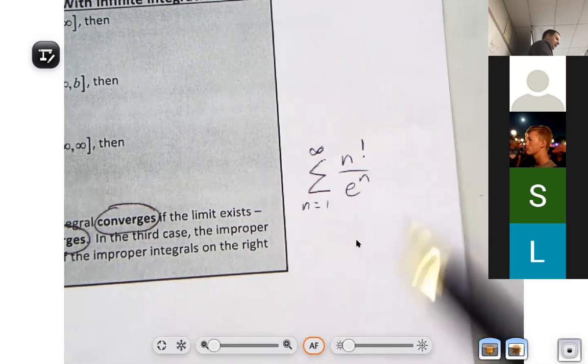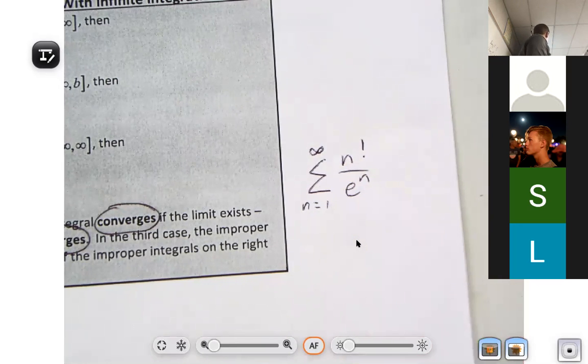Because once you look at this one, you're like, oh, that one diverges. Then the next one comes along. You're like, oh, that one converges. And then the next one comes along. You're like, that one converges. That one diverges. It's just boring.